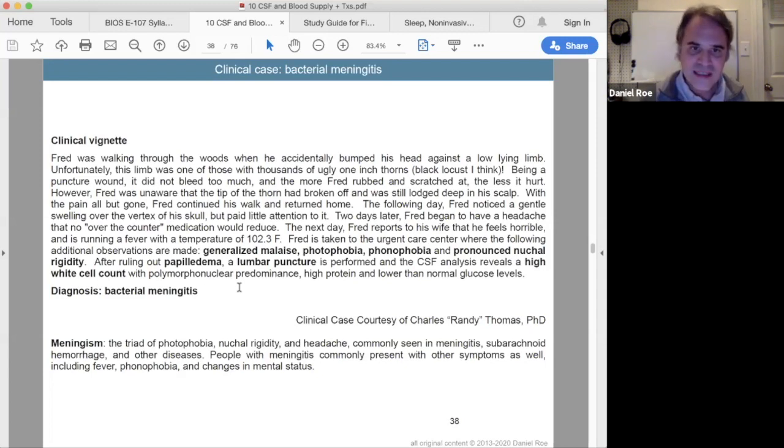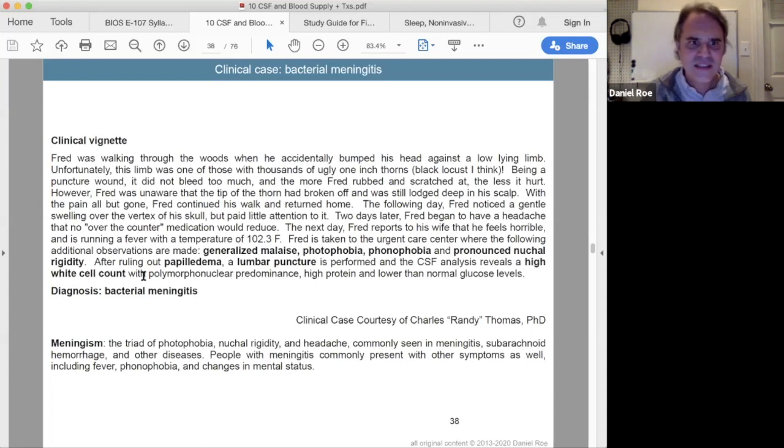Okay. Fred is taken to the urgent care center. That's appropriate. Where the following additional observations are made. Generalized malaise, photophobia, sensitive to light, phonophobia, sensitive to sound, pronounced nuchal rigidity, neck rigidity, right? After ruling out papilledema, a lumbar puncture is performed and the CSF analysis reveals a high white cell count.